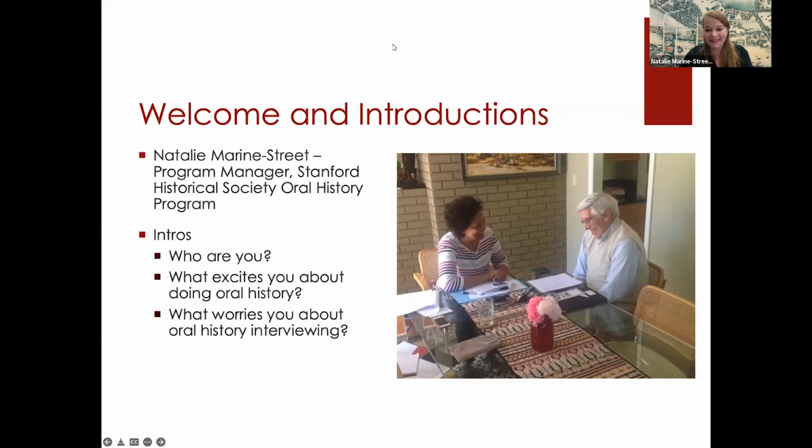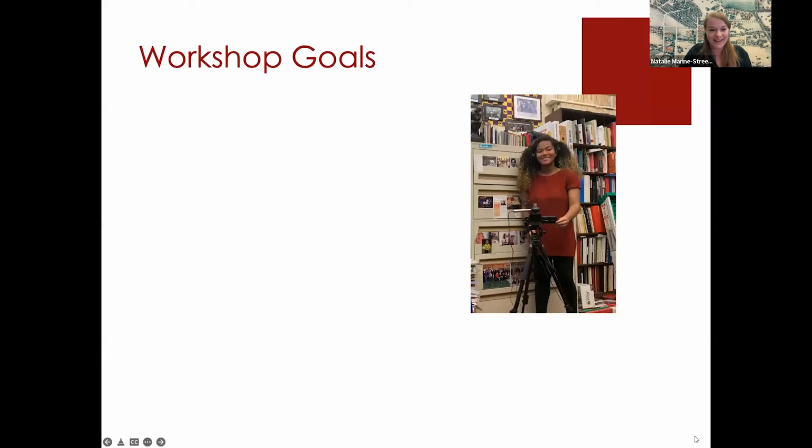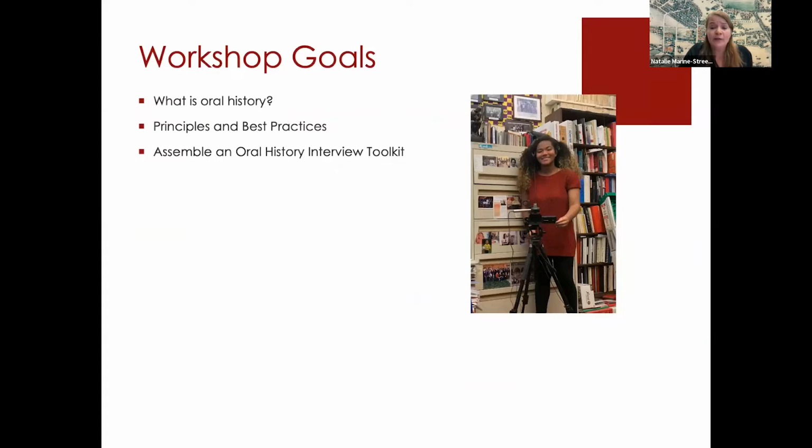Excellent. Here's our goals for today. We're going to be talking a little bit about what oral history is. We're going to talk about some principles and best practices. We're going to be throughout the day kind of assembling an oral history interview toolkit. That'll include the types of questions that are typically asked in oral history interviews, interview preparation strategies, some practical tips. I have lots of practical tips for you.